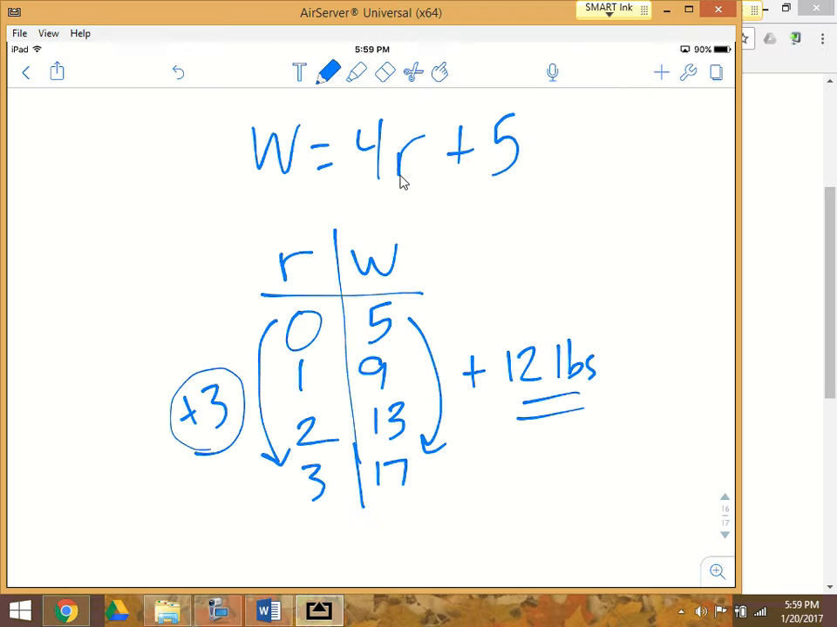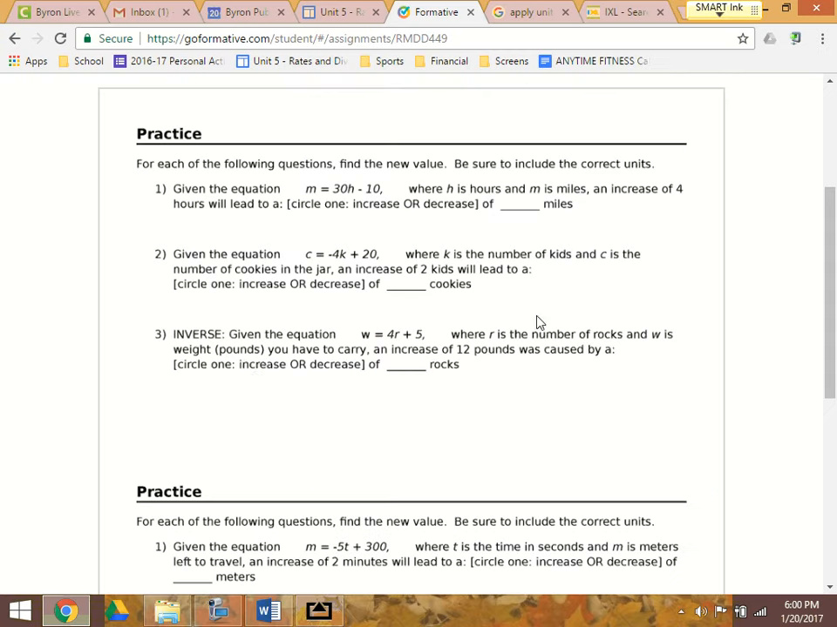So these equations are like little puzzles, and we kind of have to just play around with them until we find a pattern and figure out how they work. So we just started by plugging some numbers in until we figured out 12 pounds increasing in weight, and then we figured out that that was an additional 3 rocks. All right, so again, increase by 3 rocks.